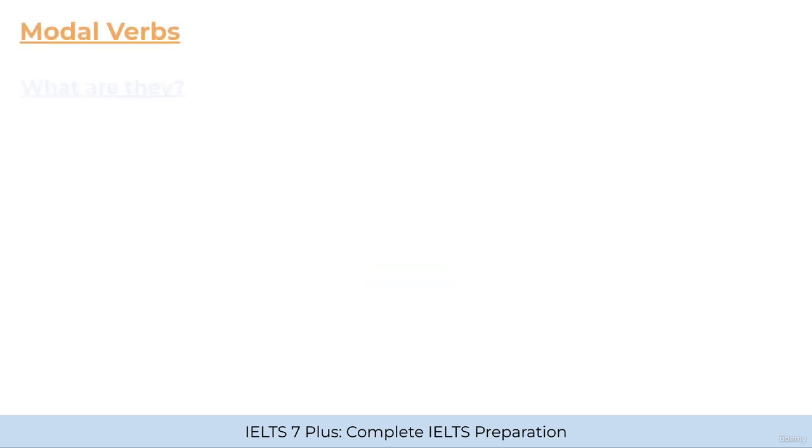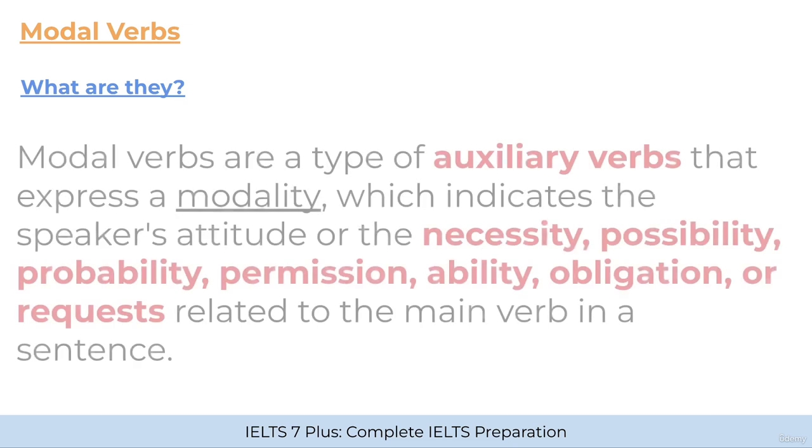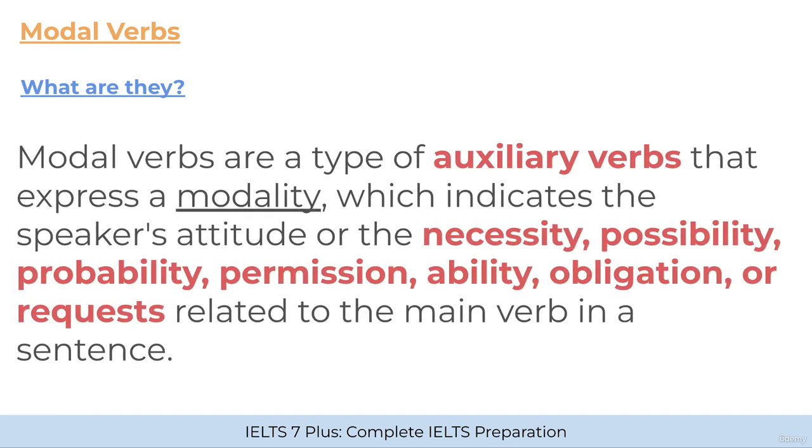Okay, before we start though, let's think about what exactly are modal verbs. Well, they are a type of auxiliary verbs, and we've seen auxiliaries before, so we have this big umbrella of verbs. Underneath it we have auxiliary verbs, and underneath auxiliaries we have modal verbs. And there's a clue in the name. They express modality. What is modality? Well, it's a clue into the speaker's attitude.